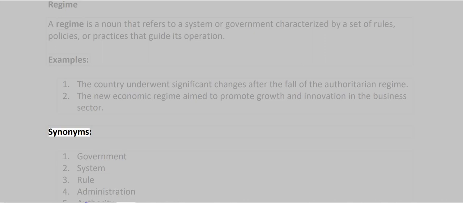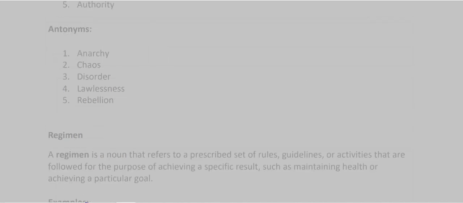Synonyms: 1. Government 2. System 3. Rule 4. Administration 5. Authority. Antonyms: 1. Anarchy 2. Chaos 3. Disorder 4. Lawlessness 5. Rebellion.